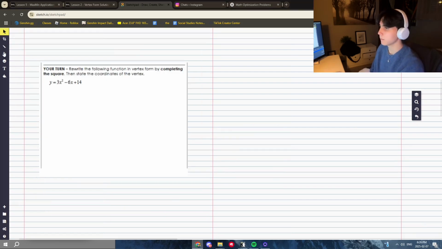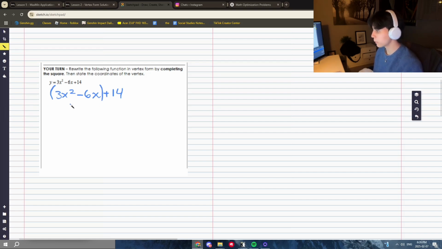Completing the square. Your turn. Rewrite the following function in vertex form by completing the square, then state the coordinates of the vertex. So the first step in completing the square is grouping up your terms. You're just going to group these two up: 3x squared minus 6x.